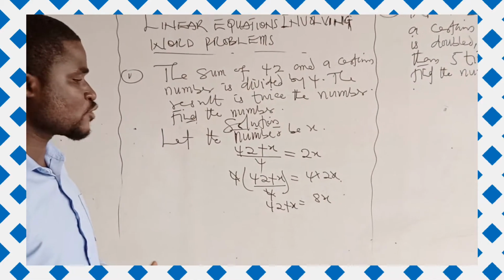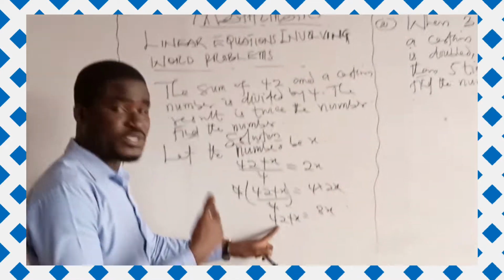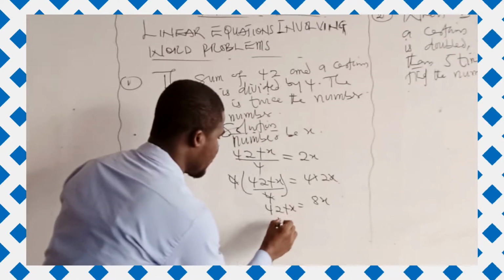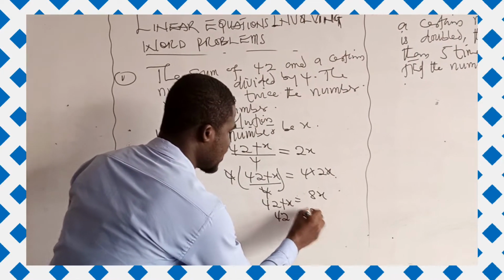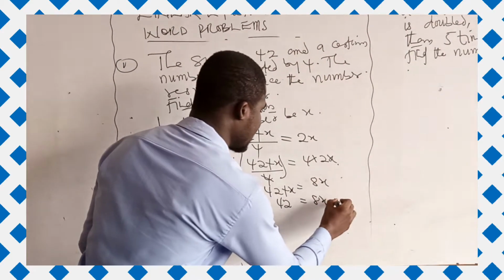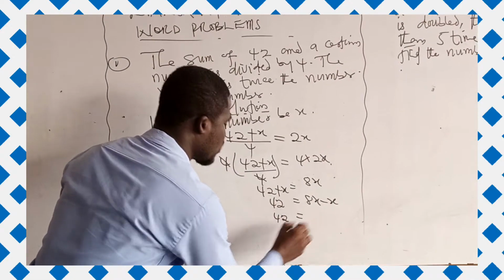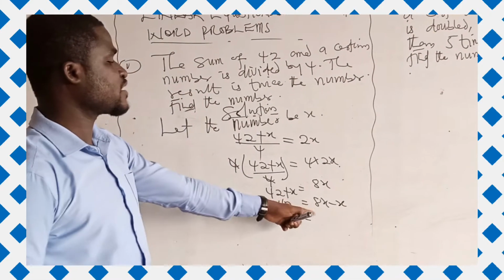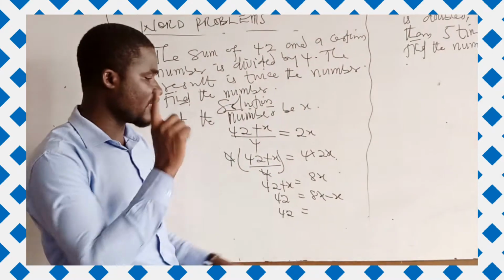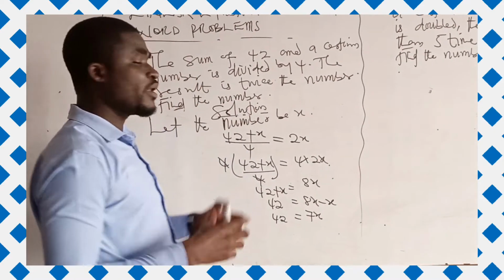Now our next step is to group like terms. So I want 42 to stay. So 42 equals 8X. This X is a constant; crossing the equal sign, it becomes negative X. So I'm going to have 42 is equal to 8X minus X, which will give us 7X.